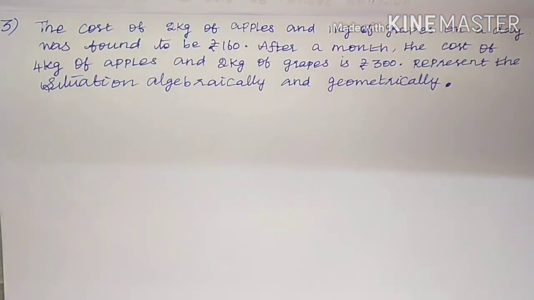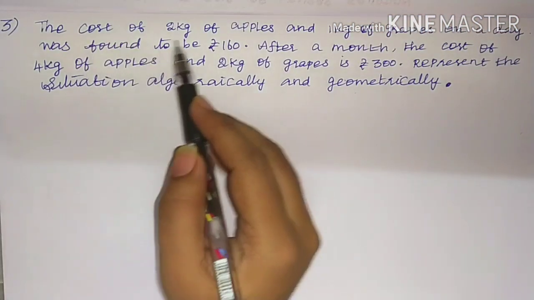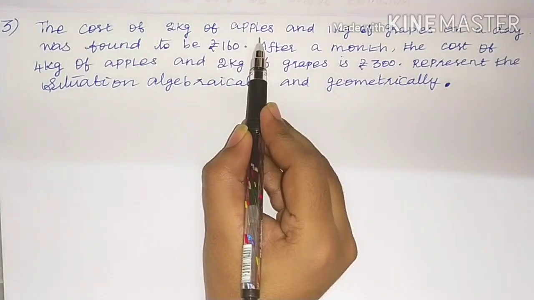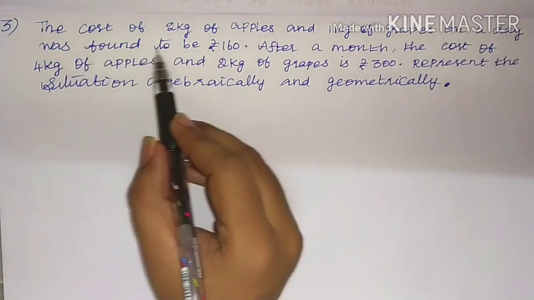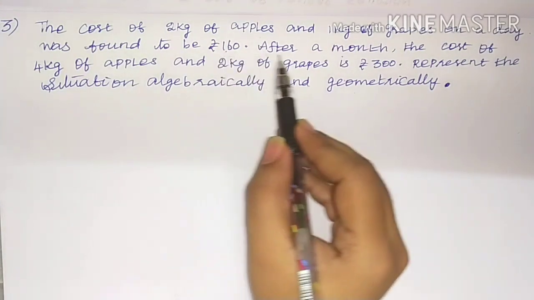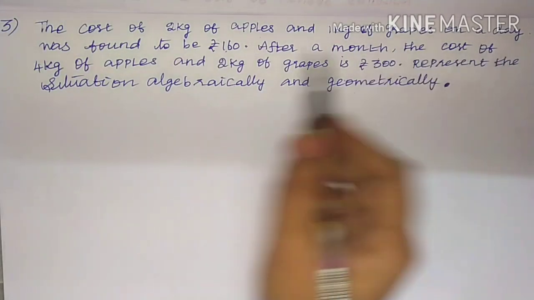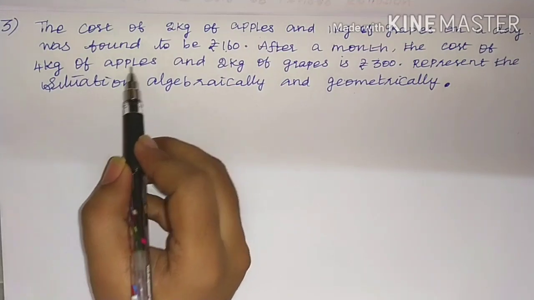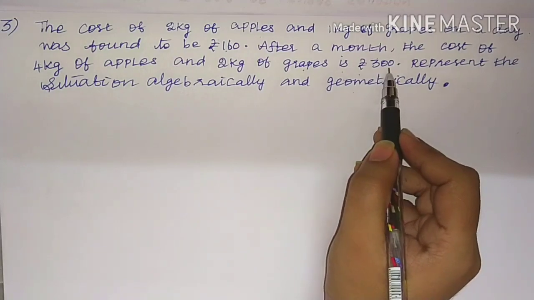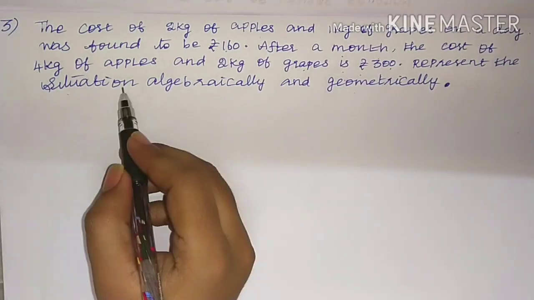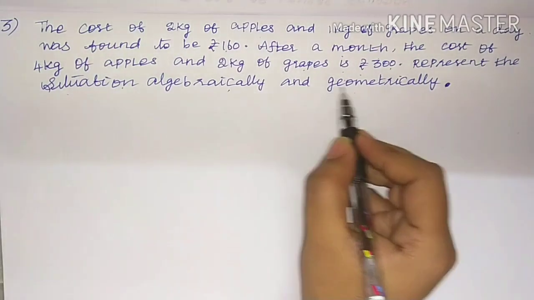Question number 3. The cost of 2 kg of apples and 1 kg of grapes on a day was found to be rupees 160. After a month, the cost of 4 kg of apples and 2 kg of grapes is rupees 300. Represent the situation algebraically and graphically.